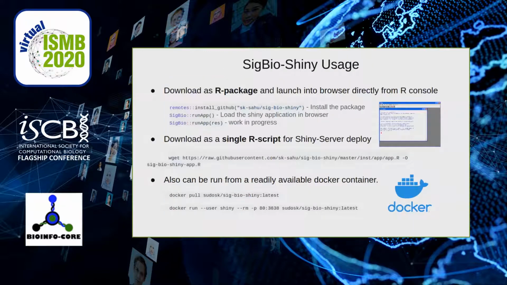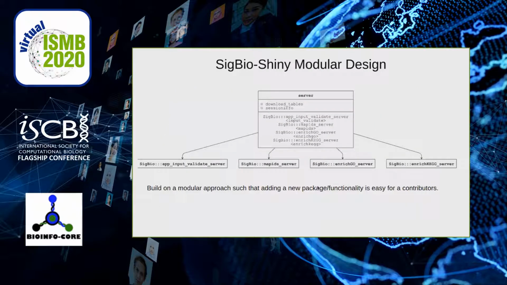So how to use it? This can be used as an R package and launched directly from the R console, or it can be downloaded as a single R script and deployed from a Shiny server. Otherwise, it can also be run as a Docker container with all the dependencies installed. So this gives a modular approach so that the addition of a new package or functionality becomes easy for the contributor.